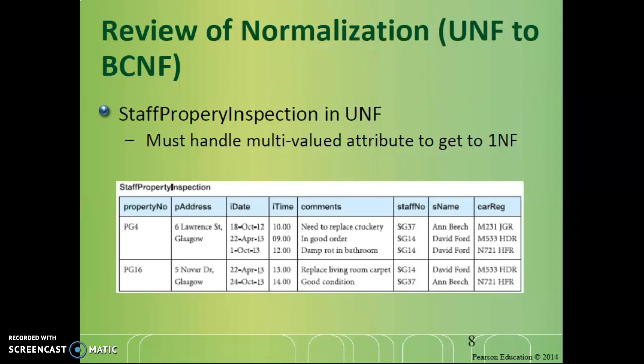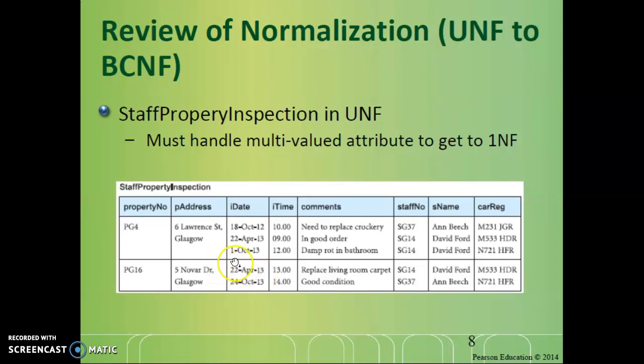So there are multiple values at the intersection of certain rows and columns. For example, for property number PG4, there are 3 values for inspection date. 3 dates are there. Now we have to transform this unnormalized form to first normal form by removing repeating groups, like entering the appropriate property details in each row.